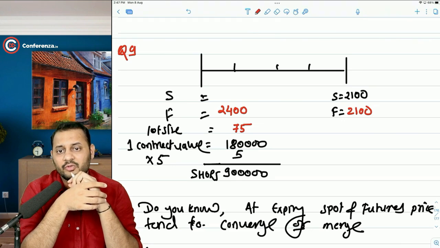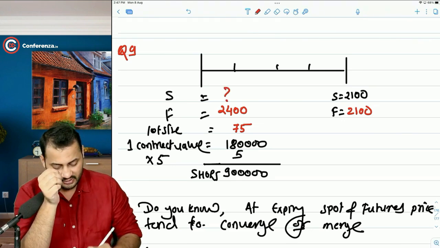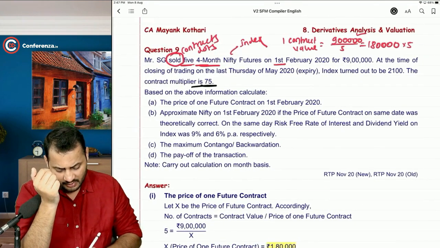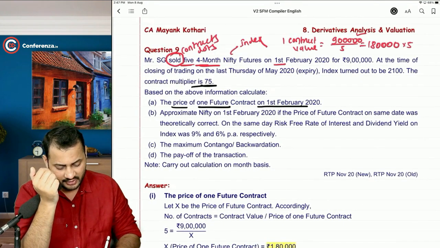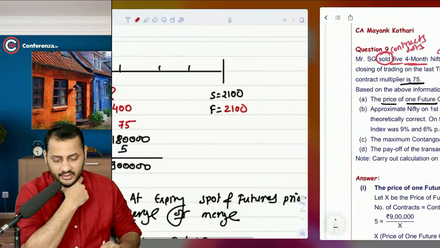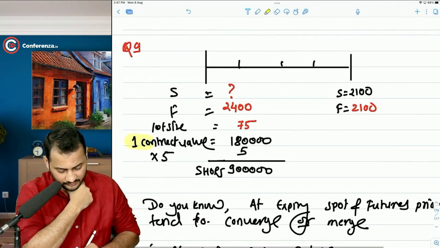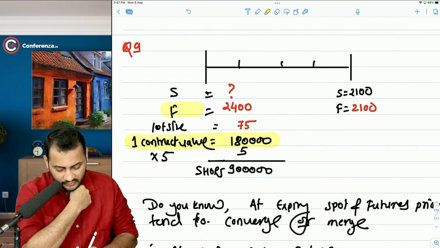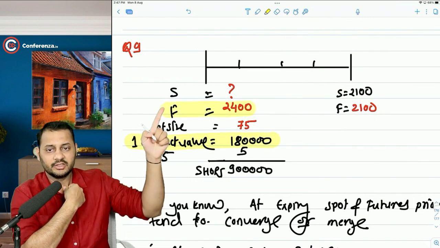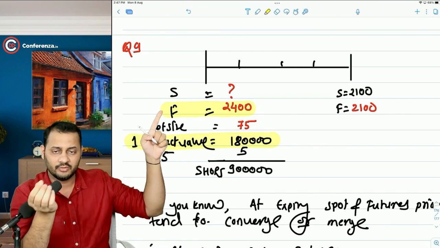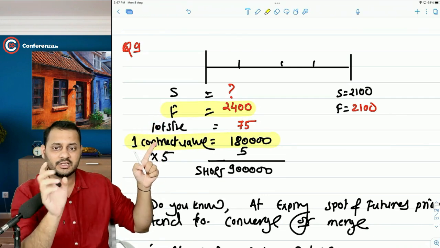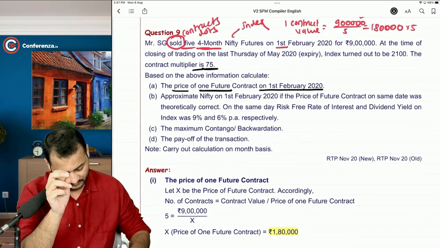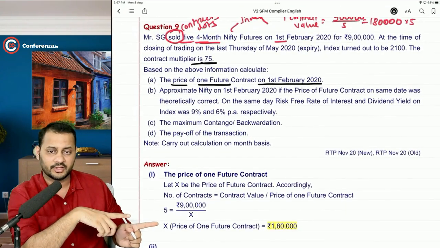Now, can we calculate the spot price at the start? Yes, sir. Let's see what the question is asking us now. Price of the one future contract on 1st Feb 2020. The price of one futures is 2400. So either this will be the answer if you want to calculate the futures price, or this is the answer if you want to calculate the entire contract's value. Let's see the question. Price of the one futures contract is 1,80,000.